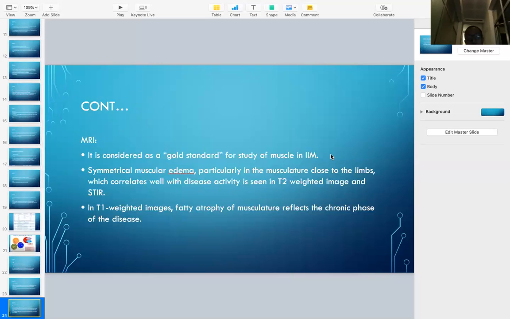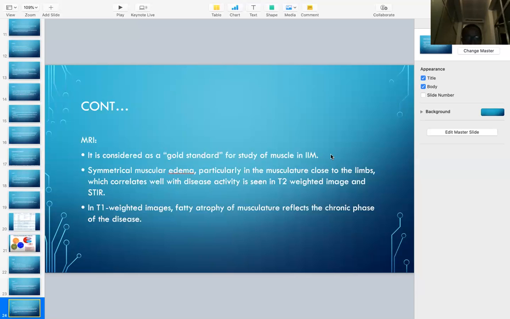And the other, especially MRI, is considered the gold standard for the study of inflammatory myositis, because it clearly shows the details of the anatomy and specifies the involved areas. The importance of this imaging is that it localizes the muscle biopsy area as well, in addition to being diagnostic, and it will guide you to subsequent areas for biopsy.